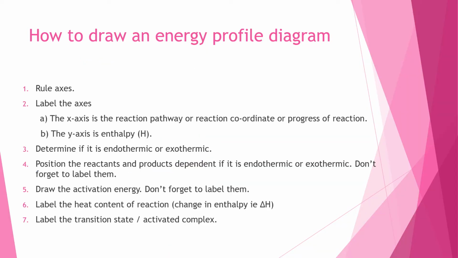So a few rules on how to draw an energy profile diagram. The first thing is we need to rule our axes, and we need to label them. Now the x-axis is the reaction pathway or reaction coordinate or progress of reaction. The y-axis is enthalpy, and sometimes we label it with the symbol H. You need to work out if it's endothermic or exothermic and position the reactants and products accordingly. And don't forget to label them. So you label them with the reaction itself.